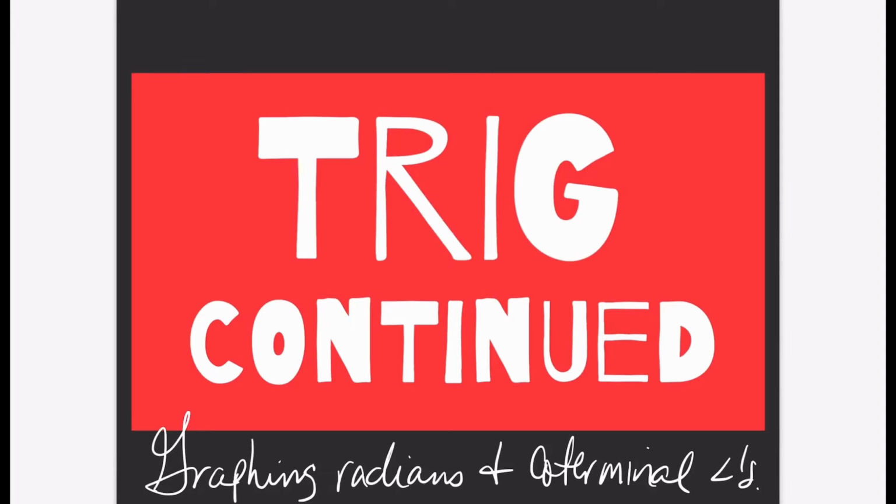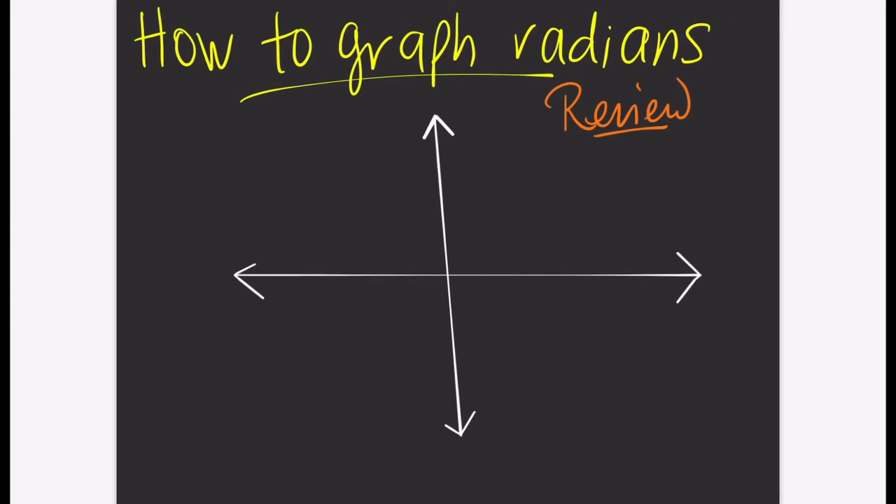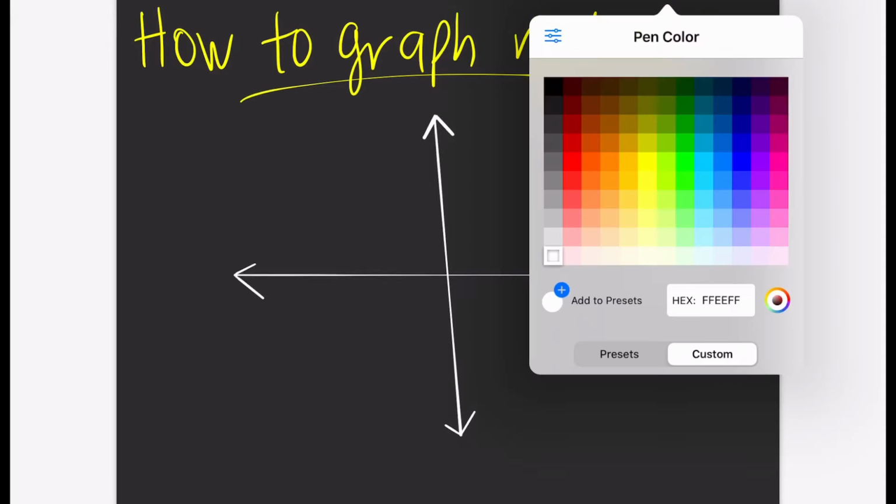Hey Fast Track, in this video I'm going to show you how to graph radians on the coordinate plane and also find coterminal angles. So to start, let's learn how to graph radians on the coordinate plane, but let's review real quick. Let's start with degrees.